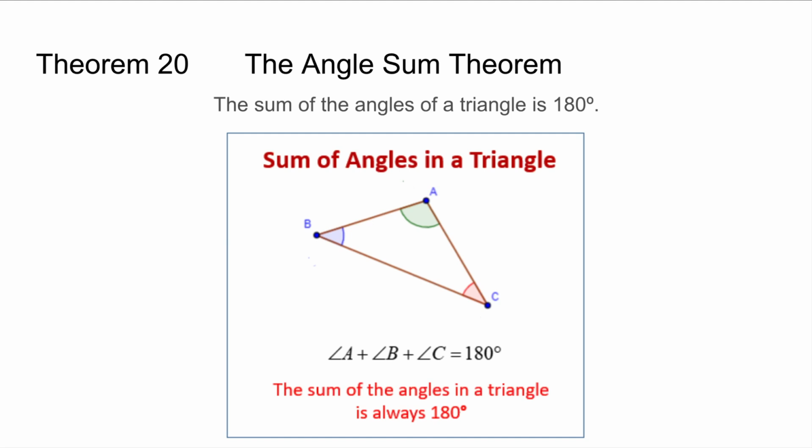So let's go over some things that we already know, just to summarize what we're going to use in this lesson. Theorem 20, the angle sum theorem: all three angles of a triangle add to 180 degrees, always.